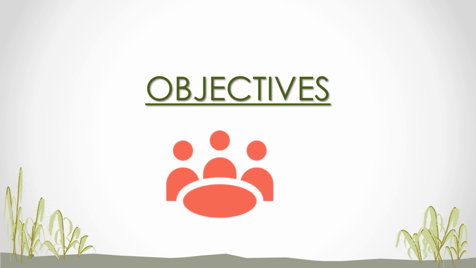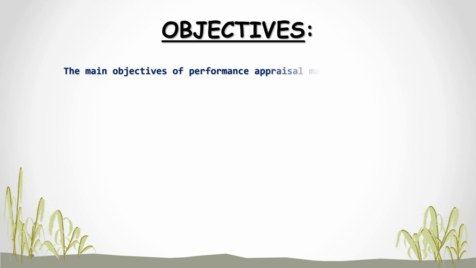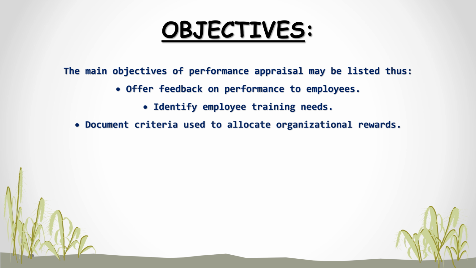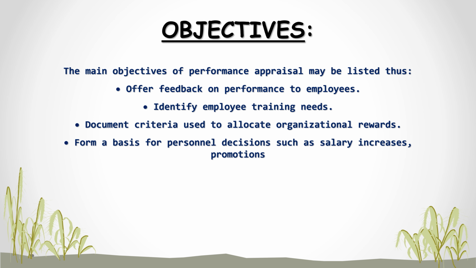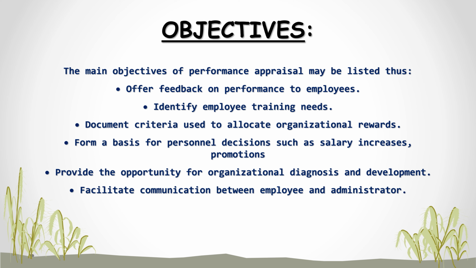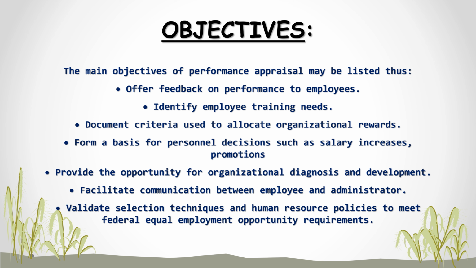Objectives. The main objectives of performance appraisal may be listed thus. Offer feedback on performance to employees. Identify employee training needs. Document criteria used to allocate organizational rewards. Form a basis for personnel decisions such as salary increases, promotions. Provide the opportunity for organizational diagnosis and development. Facilitate communication between employee and administrator. Validate selection techniques and human resource policies to meet federal equal employment opportunity requirements.